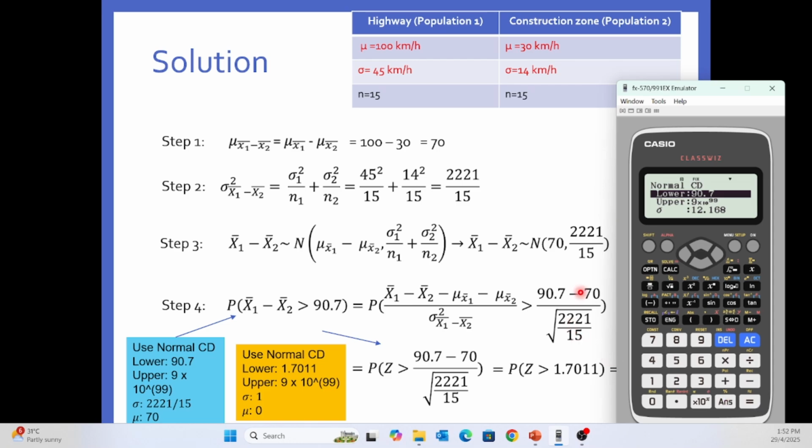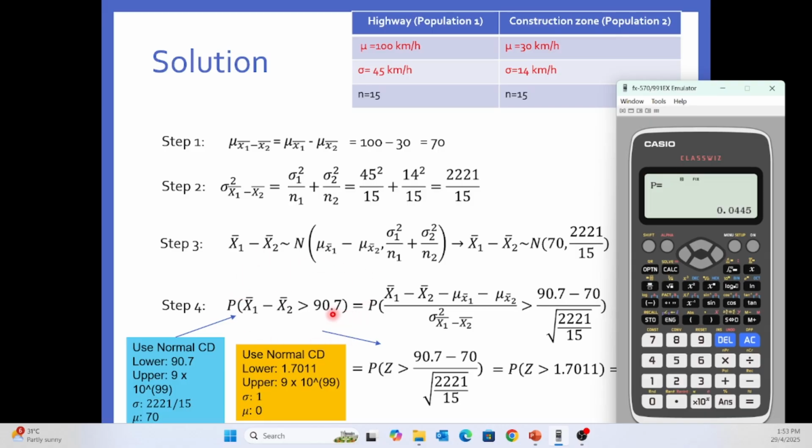So if you use the Z distribution, the standard deviation sigma of the normal Z distribution will be 1, and mu will be 0. I will key in the original one, 90.7 minus 70, divided by the square root of 2221 divided by 15. I normally won't round it. I will key in the original to avoid rounding error. Then for the Z score, sigma will be 1, mu will be 0. So you see both we get the same answer. Keying in the original value will be easier.